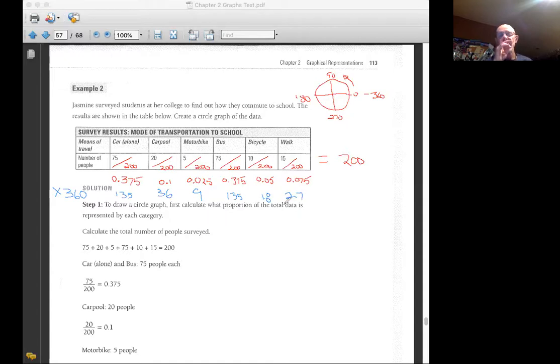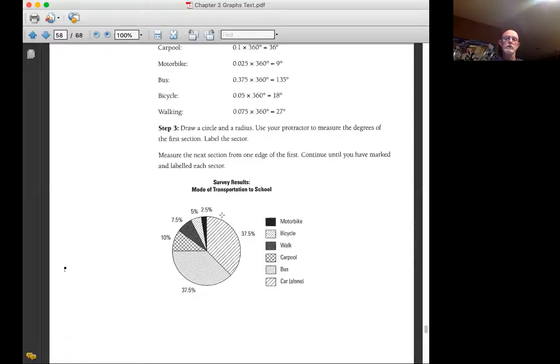Now, a valuable check is if you add all of these up, you should get 360 degrees. You should, okay, and you actually will. So once you do all that, then you can actually go ahead and draw. So this is what it looks like in the end.